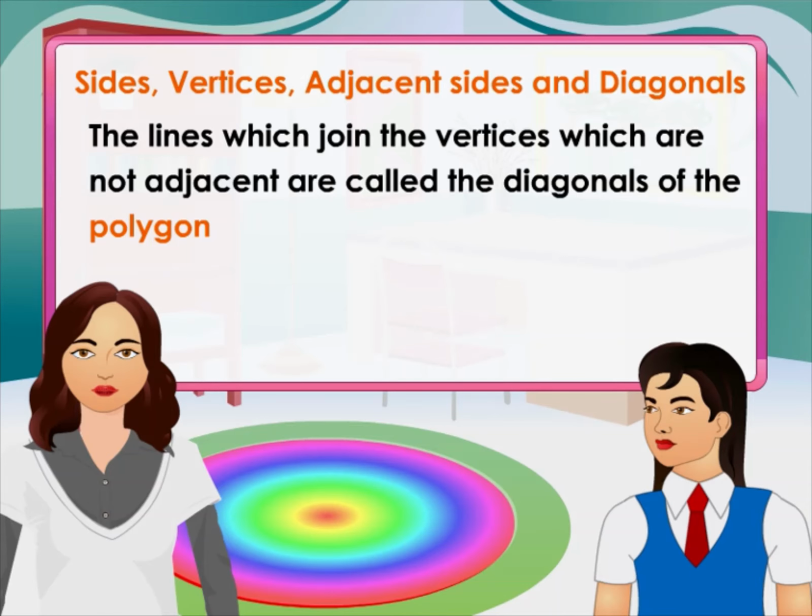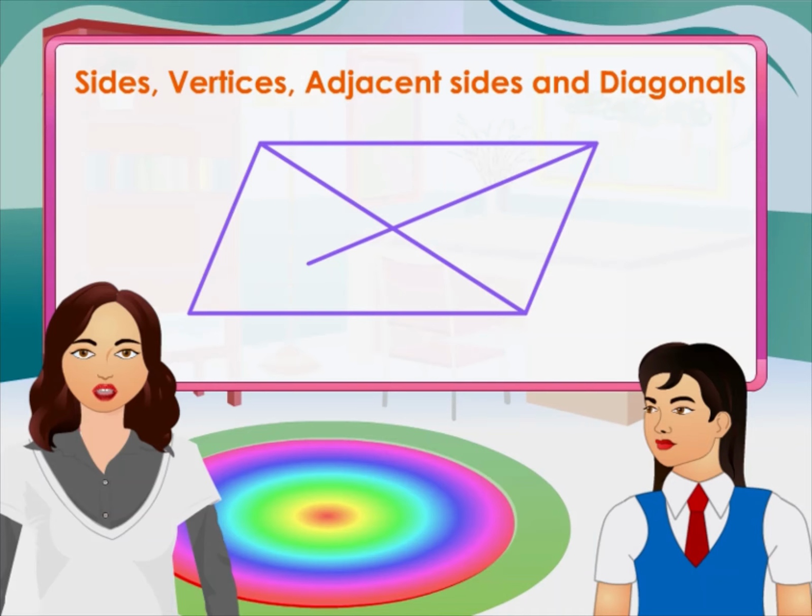In this parallelogram ABCD, the vertices are A, B, C, and D. The sides are AB, BC, CD, and AD. AB and BC are adjacent sides. BC and CD are adjacent sides. AD and CD are adjacent sides. AB and AD are adjacent sides. AC and BD are diagonals.